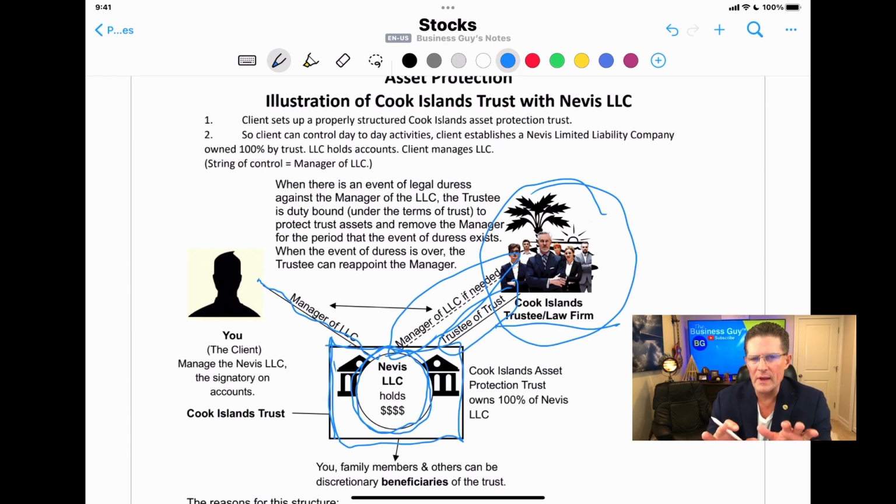Okay, now what about real estate? What about assets that are domestic, that are held within, let's say, the U.S., or if you're in Australia or the U.K., wherever you are? What do you do about those type of assets? Okay, let's go ahead and take a look at what we do with real estate.